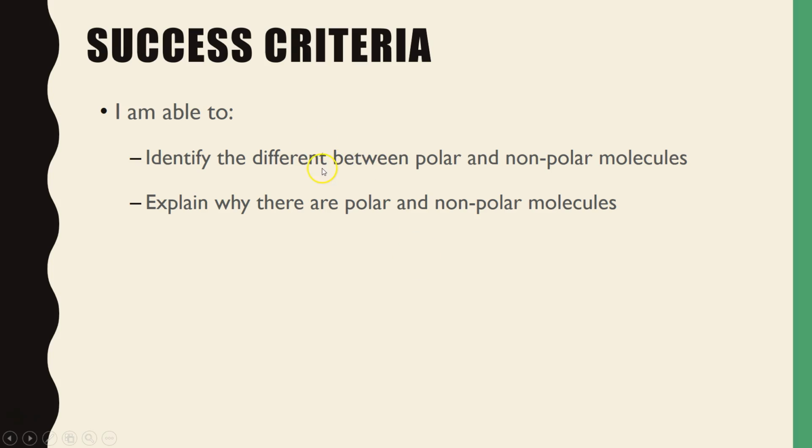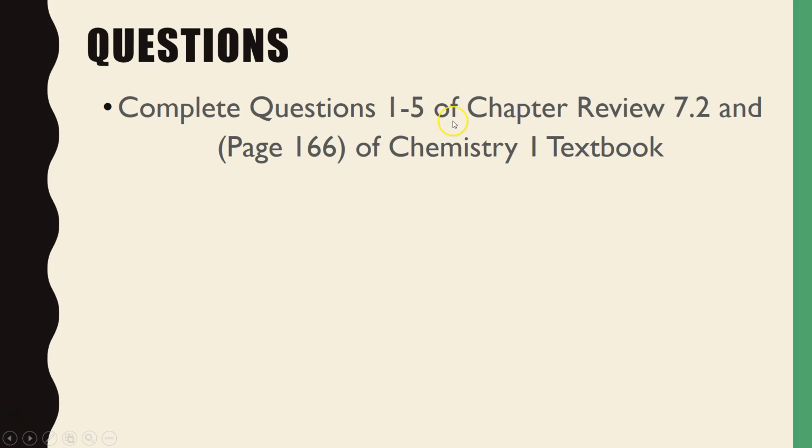This is a success criteria. You should be able to differentiate and explain what polar and non-polar molecules are and explain why they are. These are the questions to complete, 1 to 5 of page 166, chapter review 7.2.